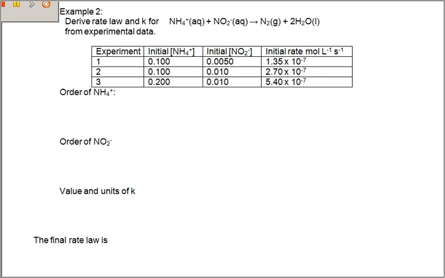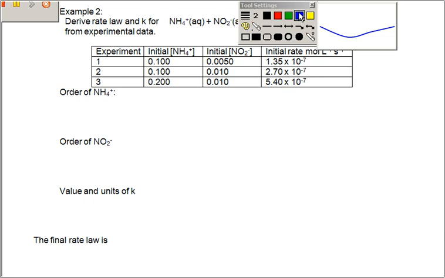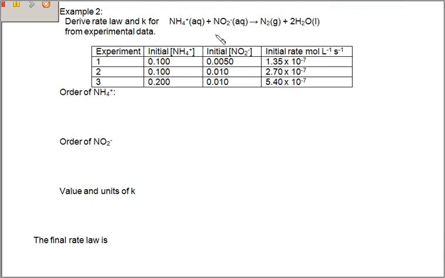So what we have is rate equals the rate constant times the ammonium ion concentration raised to some power times the nitrite ion concentration also raised to some power. And we need to calculate N and M.